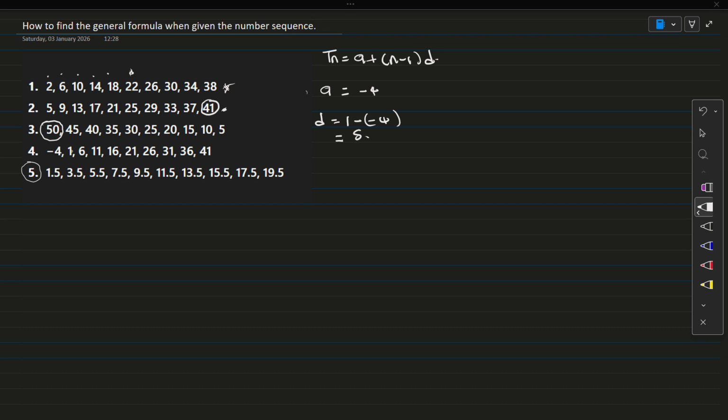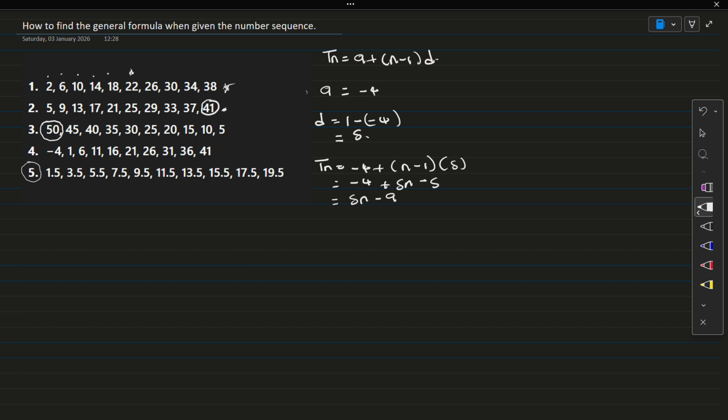Negative 4 plus 5 is 1. 1 plus 5 is 6. 6 plus 5 is 11. 11 plus 5 is 16, going on forward. Then we know that Tn is equal to a, which is negative 4, plus (n minus 1), and our difference is 5. Then we're going to have negative 4 plus 5n minus 5, which is going to be 5n. Negative 4 minus 5 is going to be negative 9.